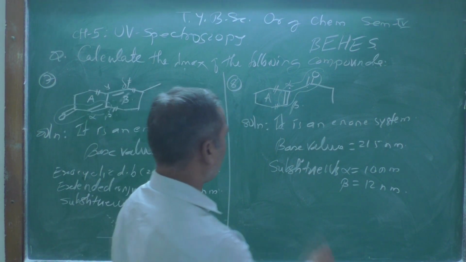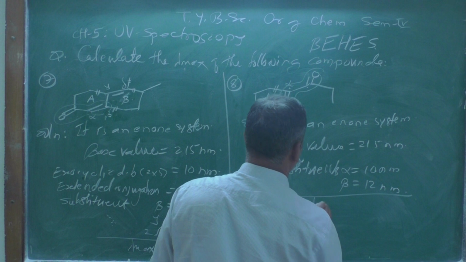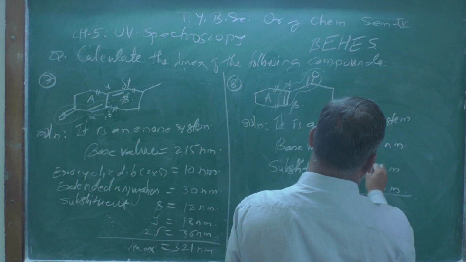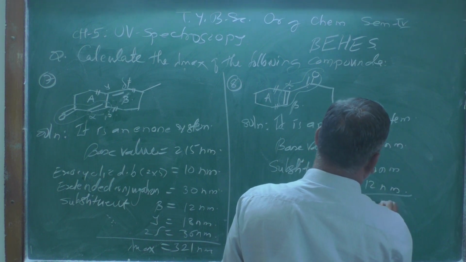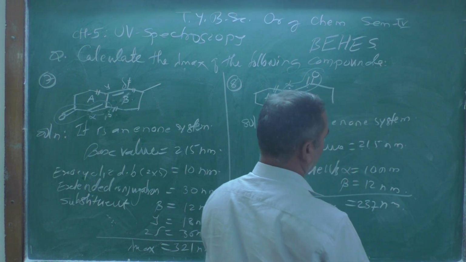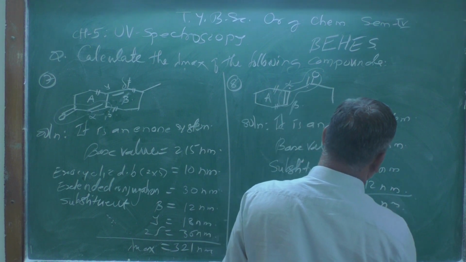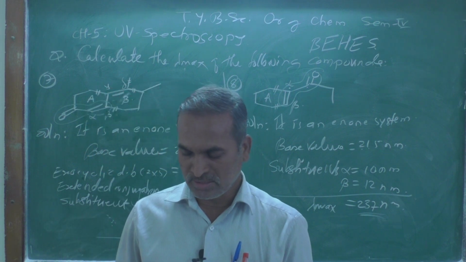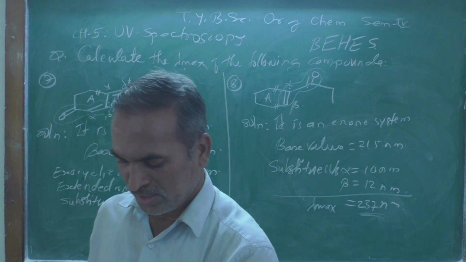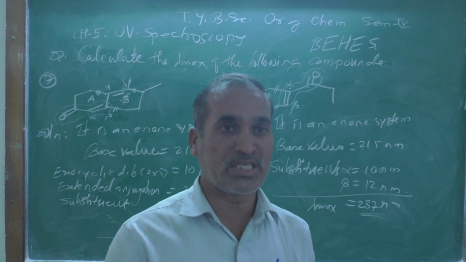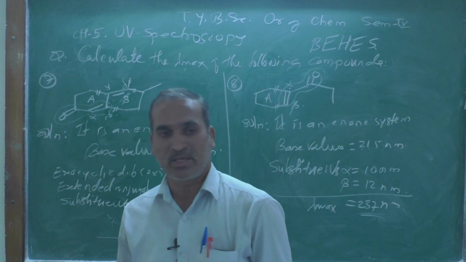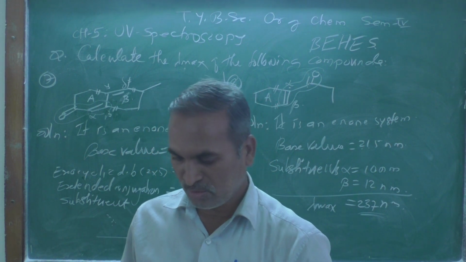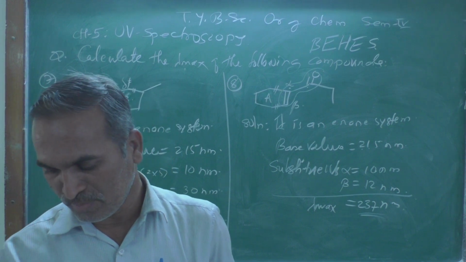and that's it. Then you can write here the lambda max total 7. So 1 2 3 and 2 is there, 237 nanometer. This is the lambda max. So in this way we can easily calculate the lambda max of any system. It may be a diene system or it may be an enone system. We can easily calculate the lambda max of those systems.